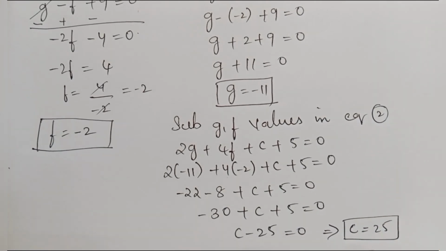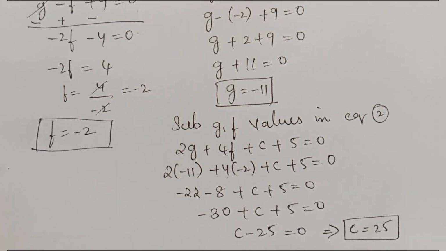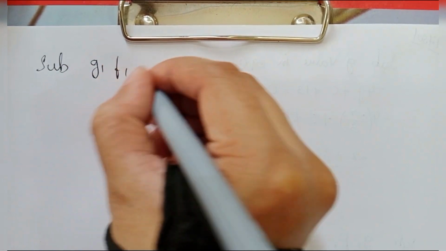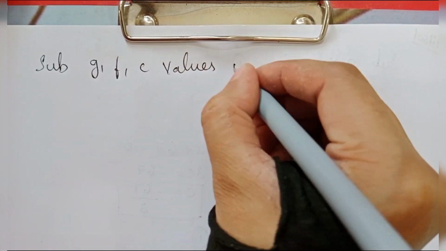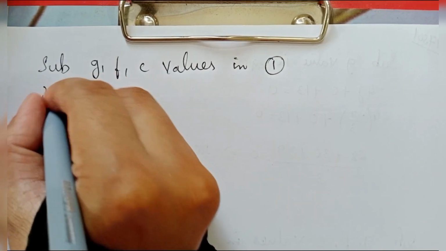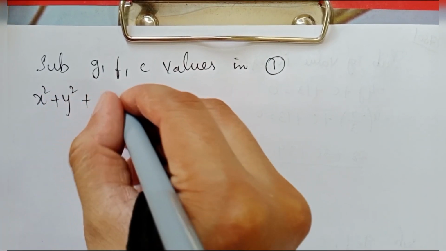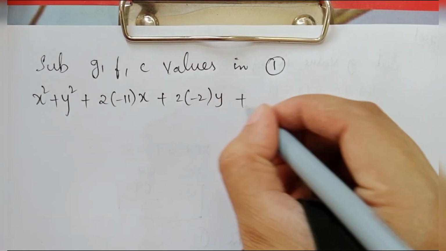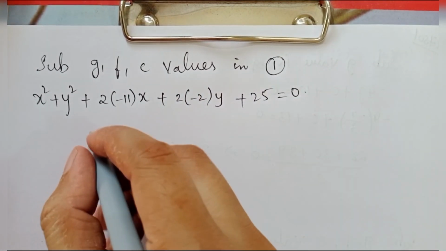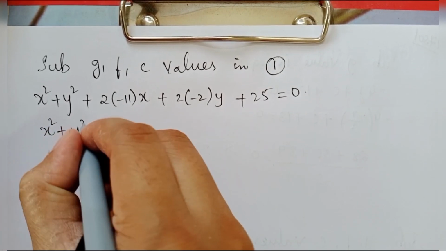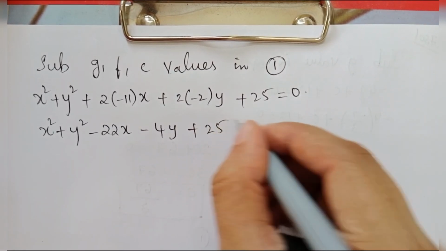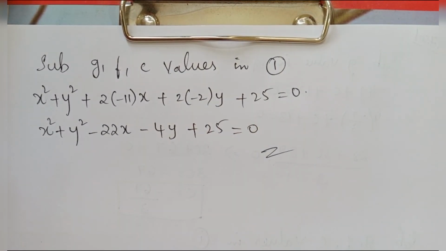Now we should substitute the values of g, f and c in equation 1. Substituting the g, f, c values in 1, we will get x square plus y square plus 2 into minus 11 into x plus 2 into minus 2 into y plus 25 equals to 0. So we'll get x square plus y square minus 22x minus 4y plus 25 equals to 0 is our answer.